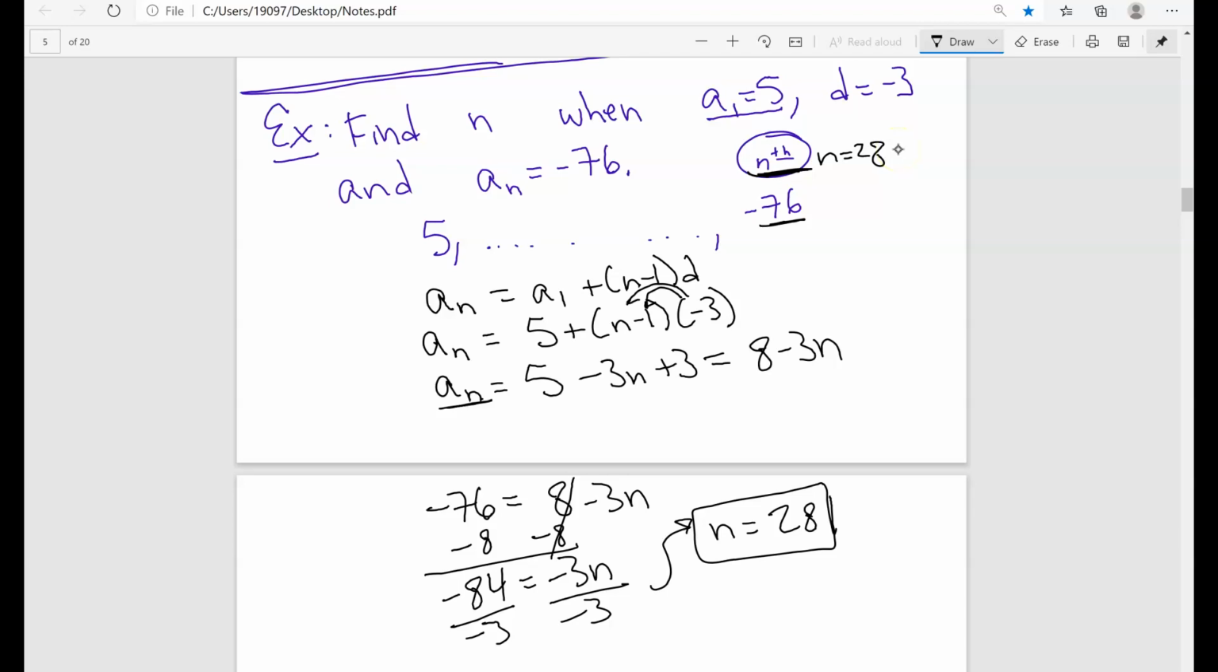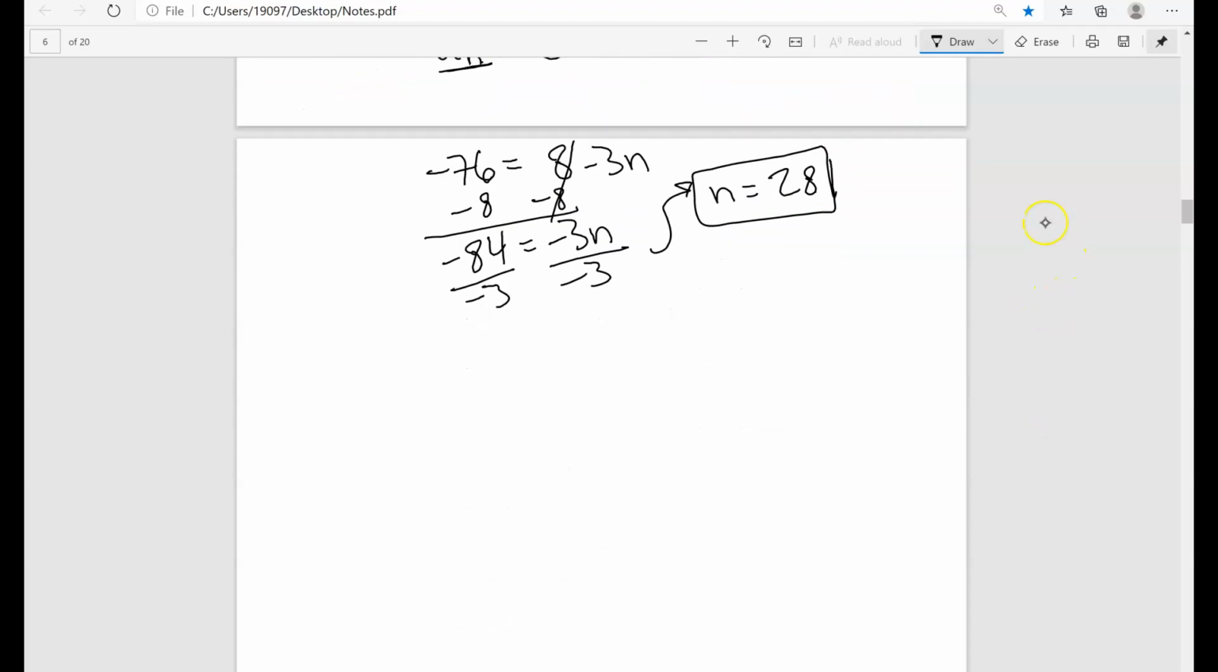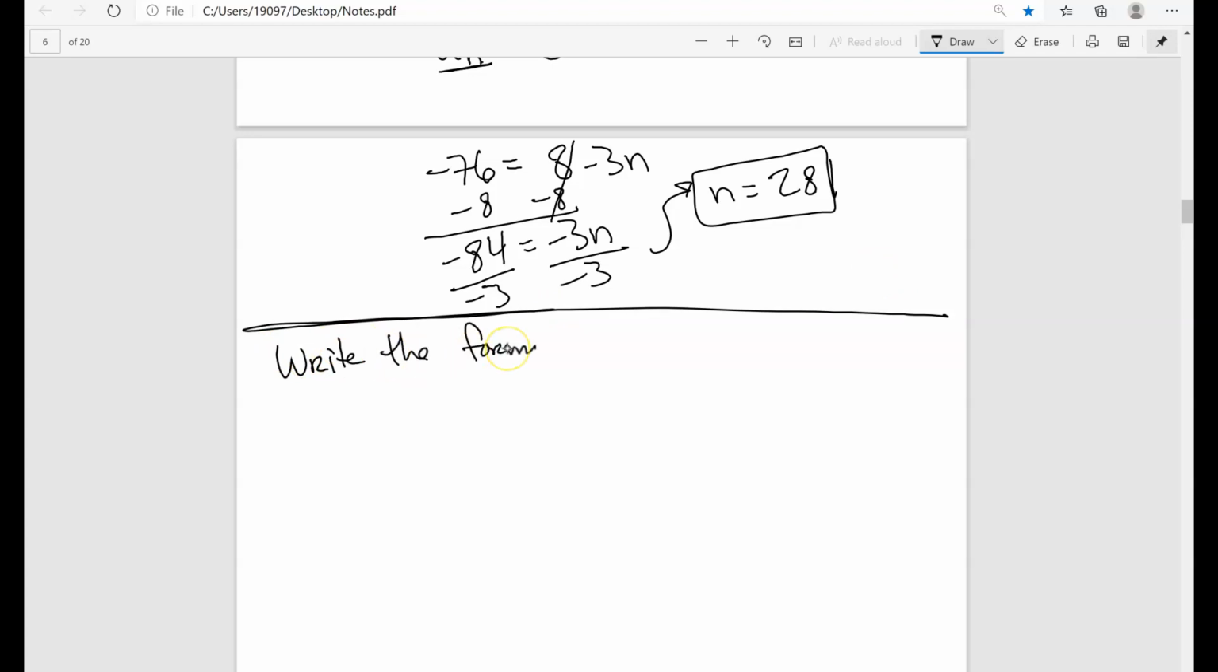Okay, so when you're doing problems like this, they might be asking you many different types of questions. So sometimes they don't want a particular term. Maybe they want to know what the position of that term is going to be. Okay, so let's do a problem that's a little more challenging. So let's say we want to write the formula for the arithmetic sequence with the two given terms.